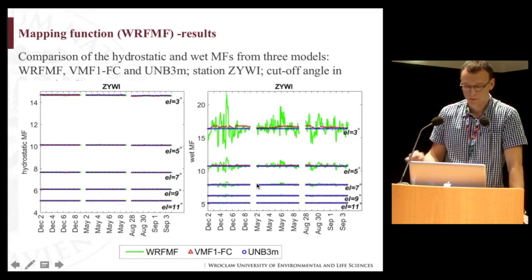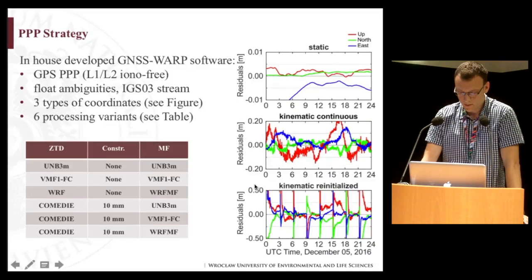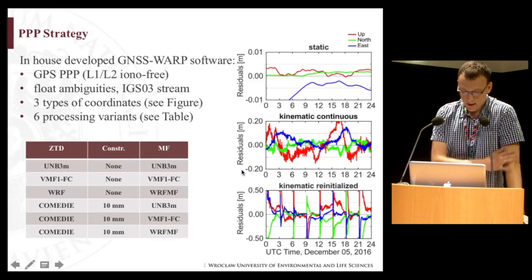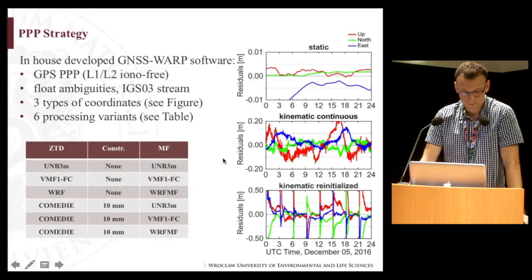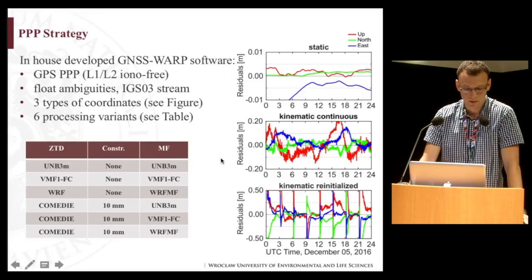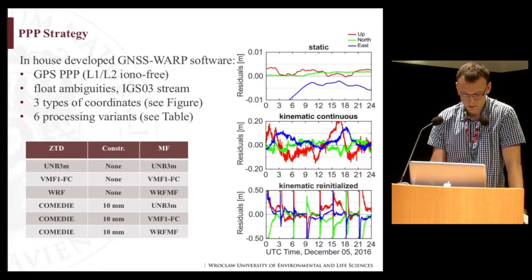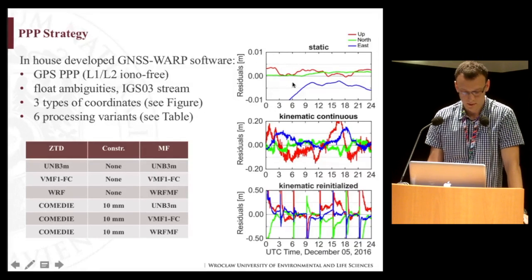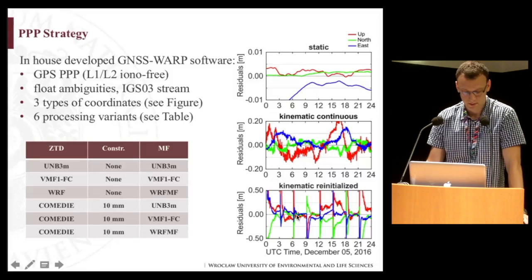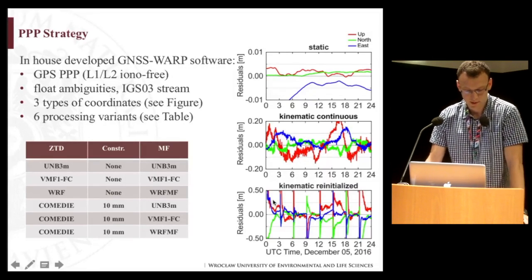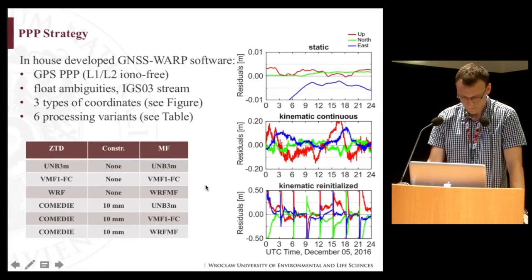Finally, to validate our approach in positioning, we used our own software designed for real-time processing. In this case, we have a GPS-only solution with a classical PPP implementation: L1, L2, ionosphere-free, float ambiguities. We used the real-time stream IGS03, but only GPS data. And we estimated 3 types of coordinates: static coordinates, kinematic coordinates, and kinematic coordinates reinitialized every 3 hours, so we just reinitialized the filters. And we tested 6 different scenarios, being different combinations of a priori ZTD model and mapping functions, as you can see in the table.